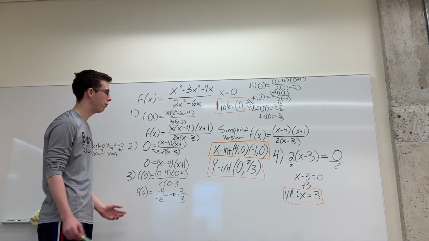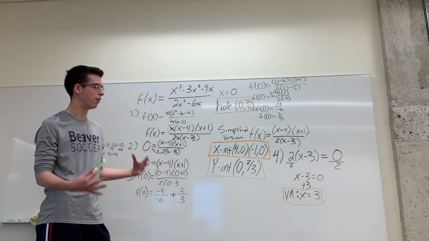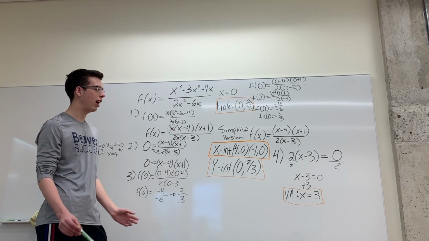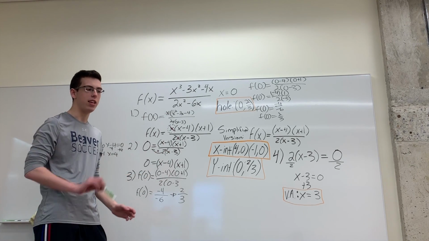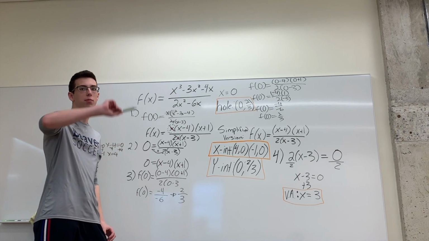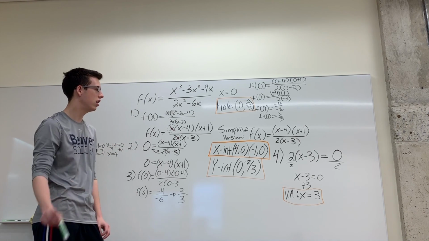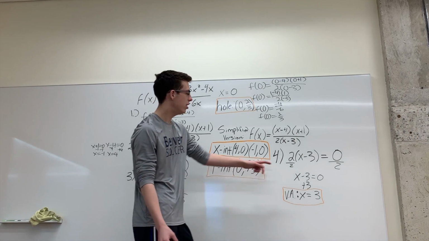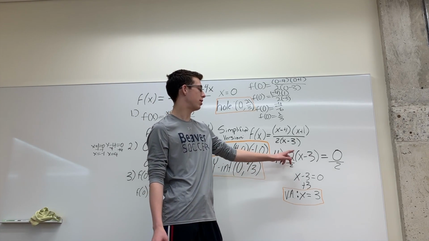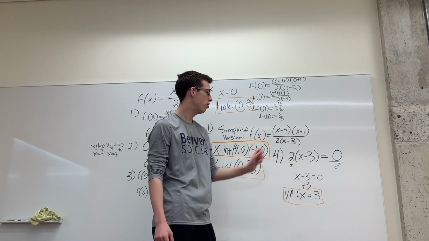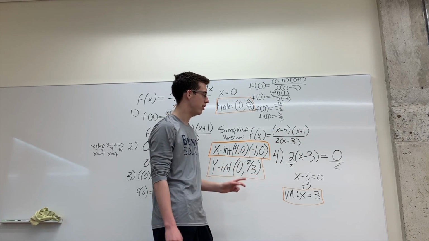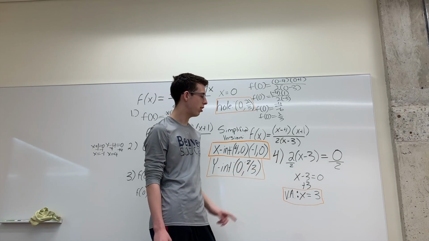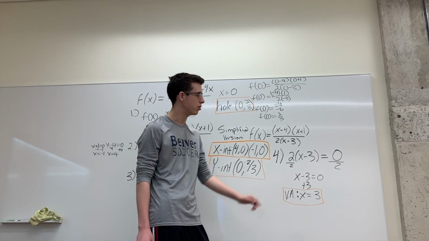And then with step 4, we had to find the vertical asymptote. The vertical asymptote is a line that, in the end behavior, the equation approaches but never crosses. So what you do is you set the denominator equal to 0 to find that. So we got 2 times x minus 3 equals 0. And so we divided both sides by 2, and we got x minus 3 equals 0, add 3 to both sides, and x equals 3.